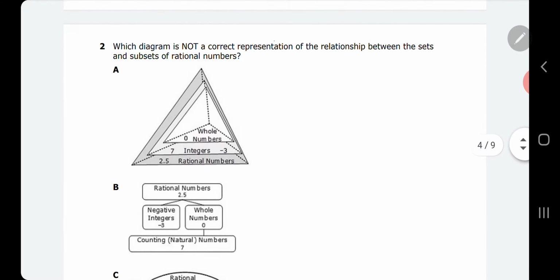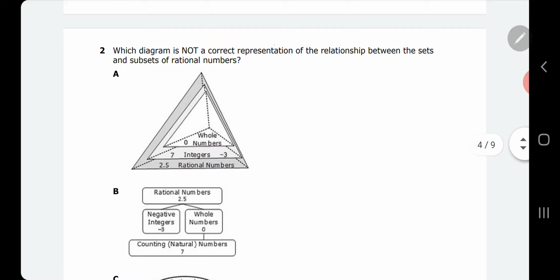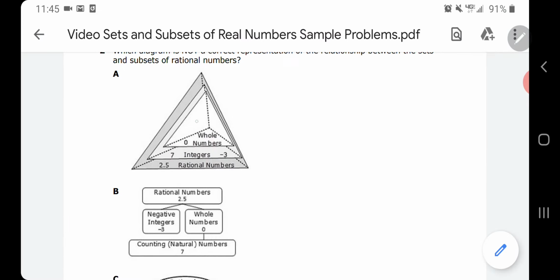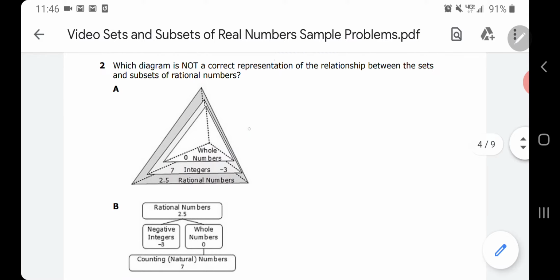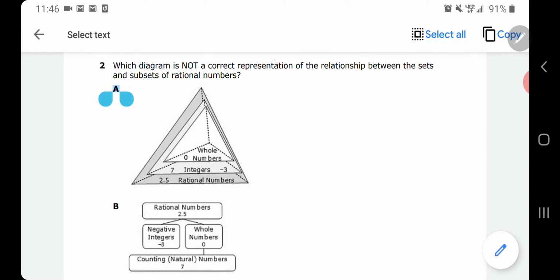Well, I would have to say that A is not correct because the number 7 is also a whole number. So the number 7 should go within the triangle whole numbers. So this letter A is not correct. If you see what I'm talking about, that 7 right there should be with the whole numbers because it is also a whole number. So this is not correct.